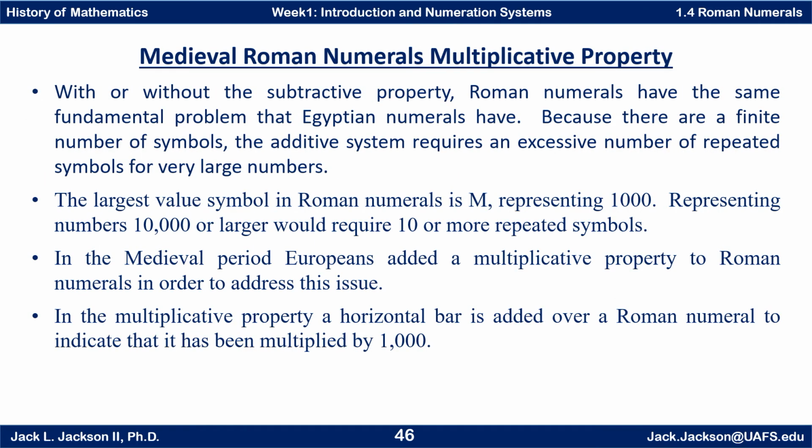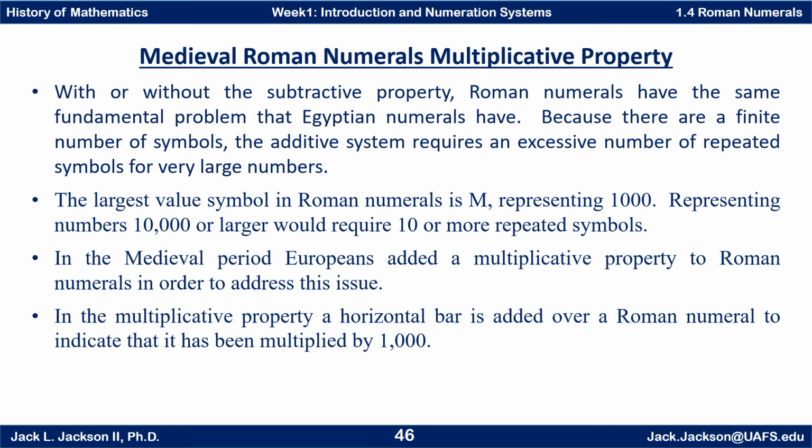Now, that was the subtractive property. Now, in medieval Roman numerals, they also had a multiplicative property. So with or without the subtractive property, Roman numerals have the same fundamental problem that Egyptian numerals have. Because there are a finite number of symbols, the additive system requires an excessive number of repeated symbols for very large numbers. So the largest value symbol in Roman numerals is M, representing 1,000. Representing numbers 10,000 or larger would require 10 or even more repeated symbols.